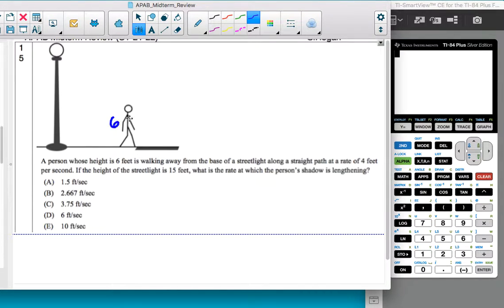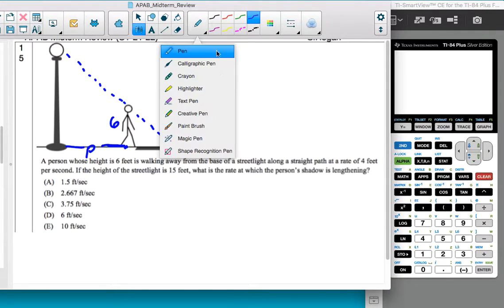unless this is like a problem that takes a really long time and they're shrinking. So a person whose height is 6 feet, that can go on the diagram, right, is walking away from the base of a streetlight along a straight path at a rate of 4 feet per second. So I'm going to use P for person. So P for person is going to be this length.